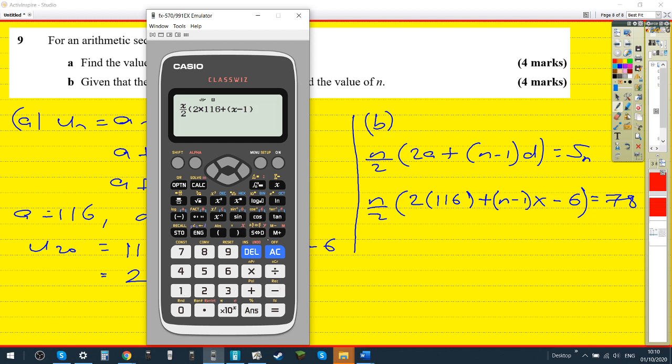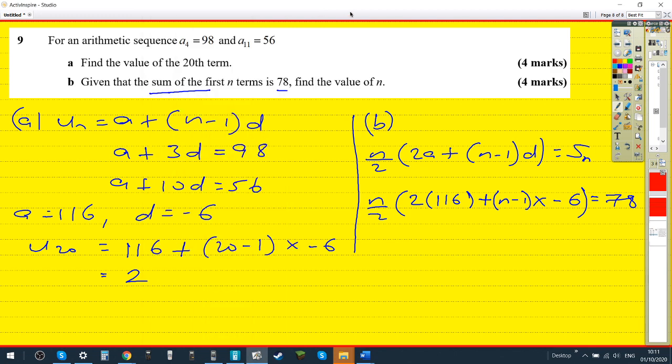How'd you do it manually? I would do... what do I first of all do? 2 times 116. There's a second solution. That's why it's 39. Did you put it into the graphical one? No, I put it into my scientific.